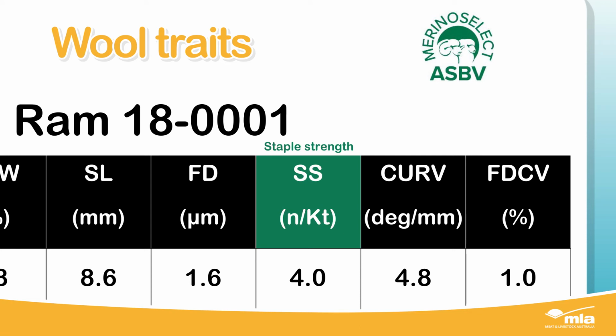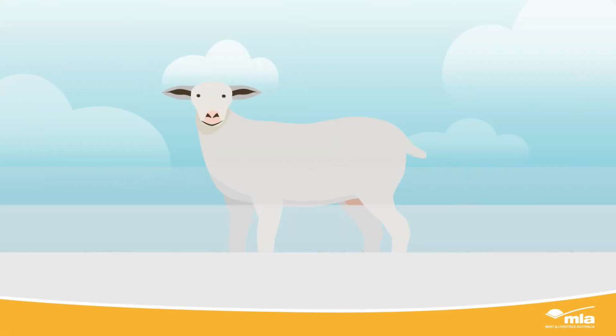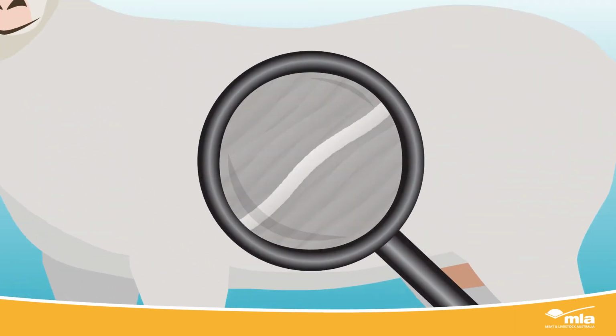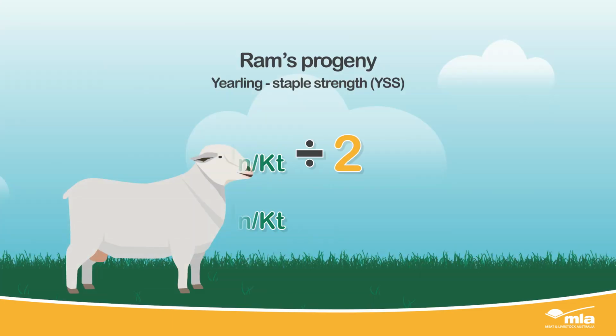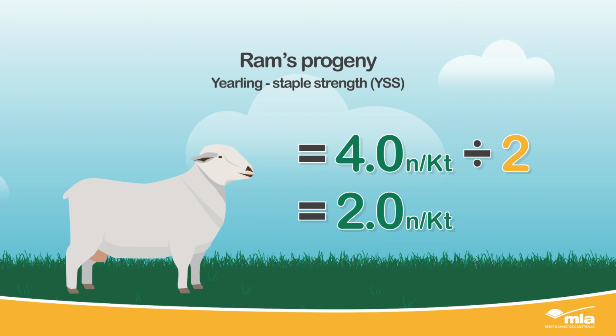SS is staple strength, which is recorded as newtons per kilotex. A ram with a more positive staple strength will produce progeny that require more force to break the staple. With a yearling staple strength of 4.0, this ram's progeny will require 2 newtons per kilotex of force to break the staple, compared to a ram with an ASBV of 0.